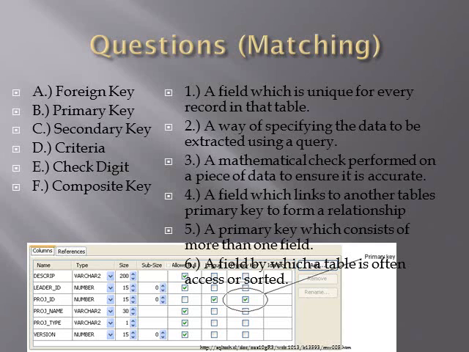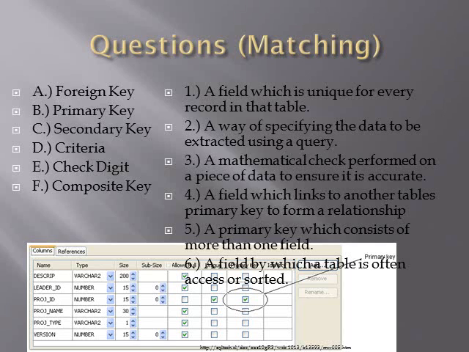Alright, so the first question is going to be a little bit of matching. So there are 6 terms displayed to the left. They are foreign key, primary key, secondary key, criteria, check digit, and composite key. And they need to be matched with the appropriate definition. There are 6 on this side.